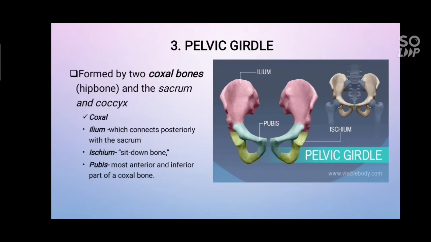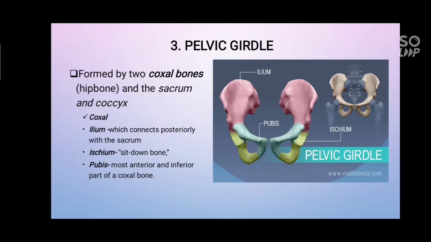The third one is the pelvic girdle. It is formed by 2 coxal bones, or what we call the hip bones, and the sacrum and the coccyx. So the coxal bone is formed by the ilium, ischium, and pubis. The ilium connects posteriorly with the sacrum. It has a weight-bearing function that carries the upper body, while the ischium is the sit-down bone. It serves as an attachment for the posterior thigh muscles. It also carries the weight of the body when we are sitting.